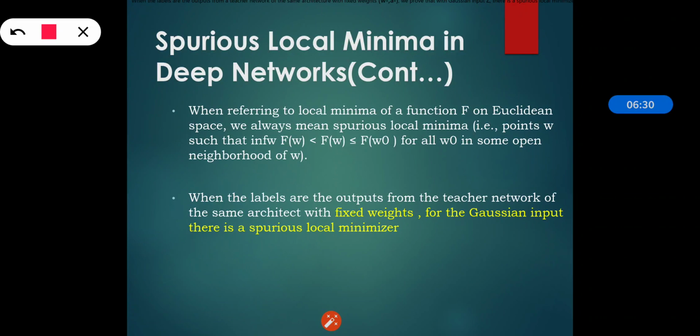When we are referring to the local minima of a function f on Euclidean space, we always have a mean spurious local minima. That means when we refer to local minima on Euclidean space, keep in mind that we can always have a spurious local minima, where a whole neighborhood of the particular W is present. When the labels are the outputs from a teacher network of the same architecture with fixed weights for Gaussian input, there is a spurious local minimizer.